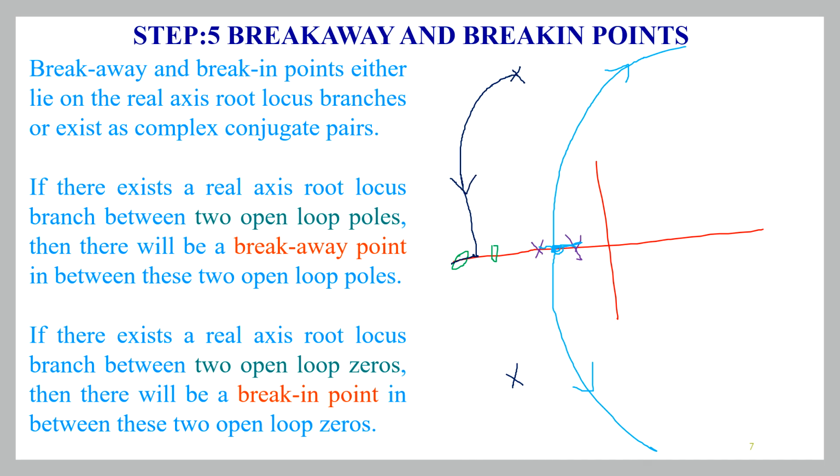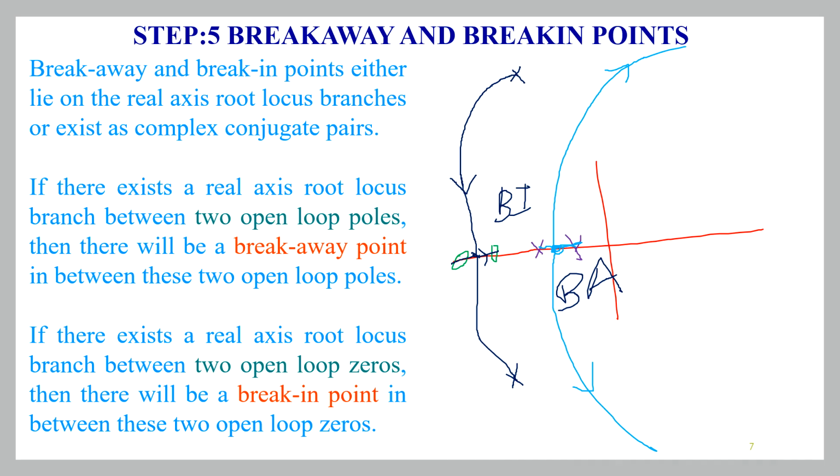Look at the arrow direction. Similarly, this pole will start, enter the breaking point and reach the zero. This point is called the breaking point, and the first point is called the breakaway point. When the root locus breaks away from the real axis, it is called breakaway. When the root locus enters the real axis, it is called breaking. When you have one pole and another zero, there may be a chance of having breakaway or breaking.